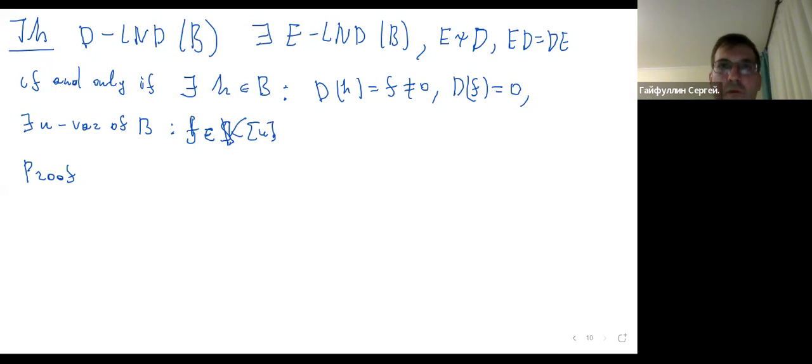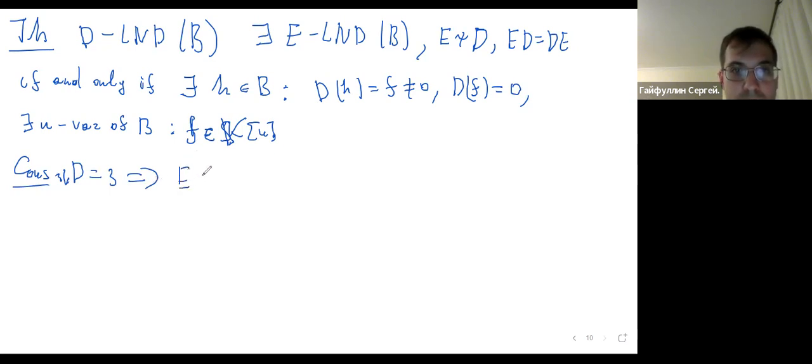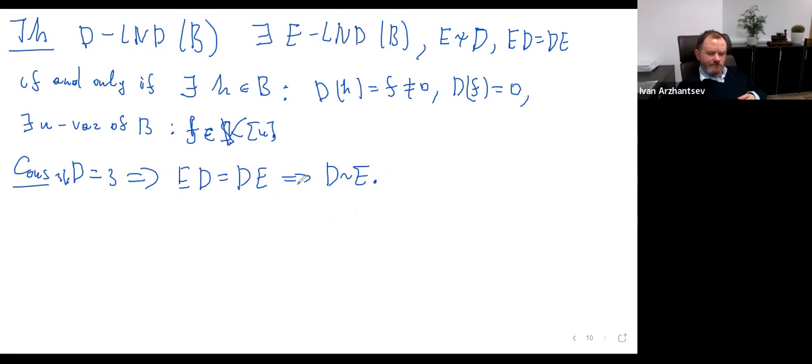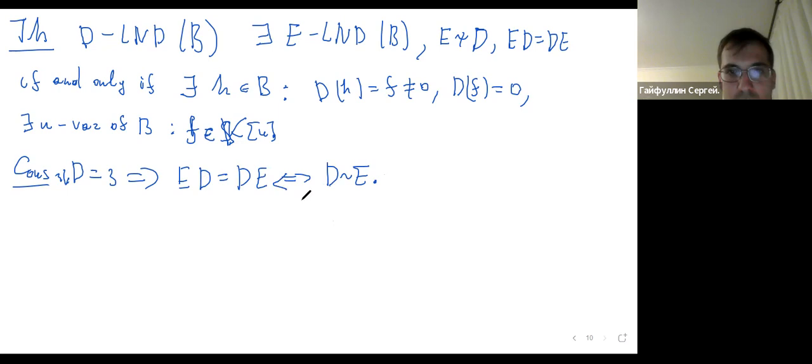For example, before the proof, let us discuss consequences. For example, if D is of rank 3, then there is no commuting LNDs. You may write if and only if, right? Oh, of course. Here, if and only if. Because the proof of this consequence is very simple.